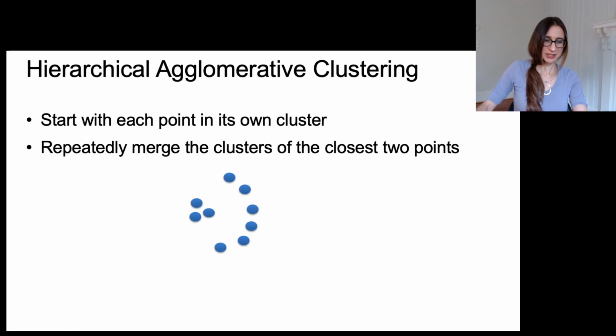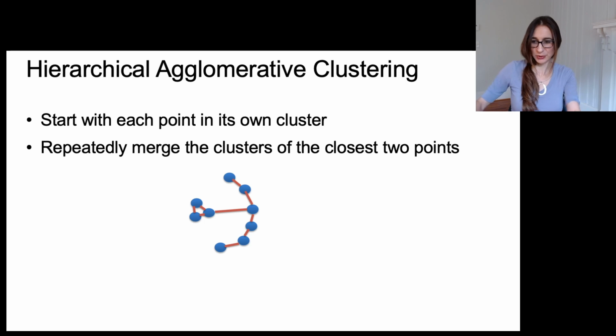points. So if this is your data set, you just start with each point in its own cluster and then merge the clusters together, based on which points are really, really close to each other. So you just keep doing that until it's fully connected, or else you can stop earlier to get different numbers of clusters. Okay, cool.